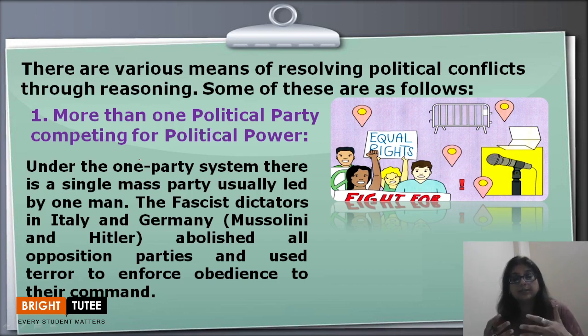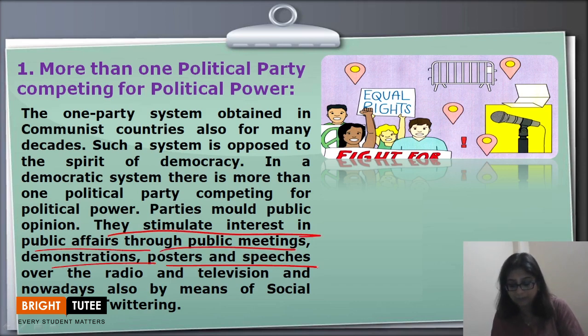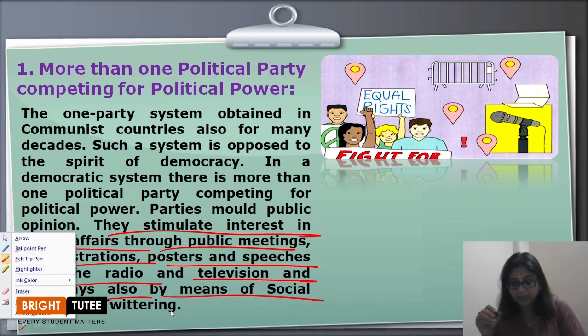People have choices, unlike the fascist dictators in Italy and Germany, who abolished all opposition parties and used terror to enforce obedience to their command. A one-party system is opposed to the spirit of democracy, and in a democratic system there is more than one political party competing for political power. Parties mold public opinion and stimulate interest in public affairs through public meetings, demonstrations, posters and speeches over the radio and television, and nowadays also by means of social media and tweeting.